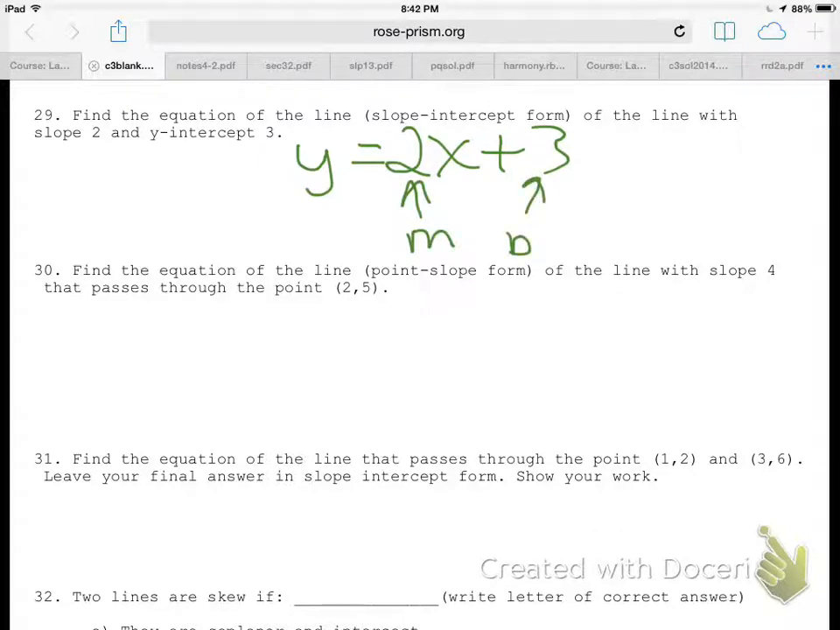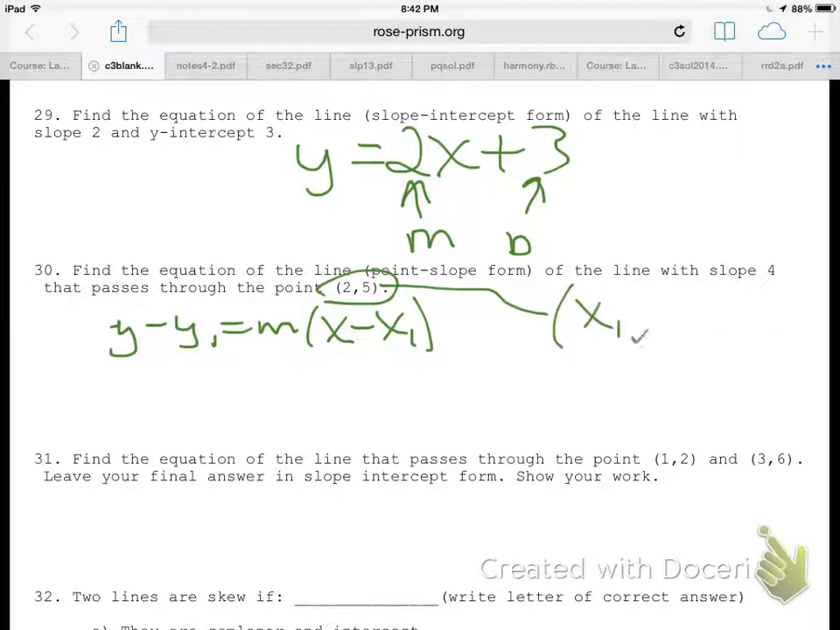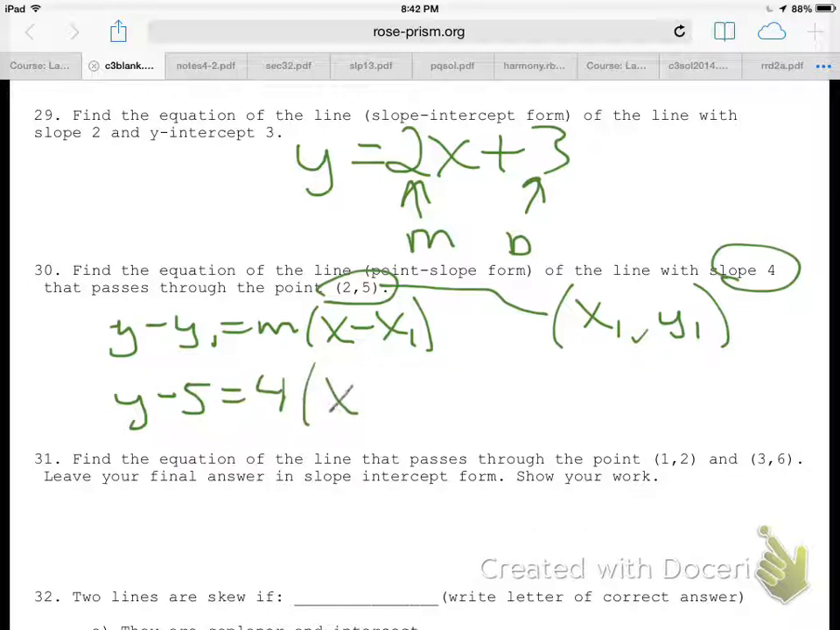Okay, this is point-slope form. In point-slope form, that's y minus y1 equals m times x minus x1. And x1, y1 is the point here. So x1, y1 is 2, 5. M is the slope, it's 4. So it's just filling into the formula. Y minus y1, which would be the 5, is equal to the slope 4 times x minus x1, which is 2.